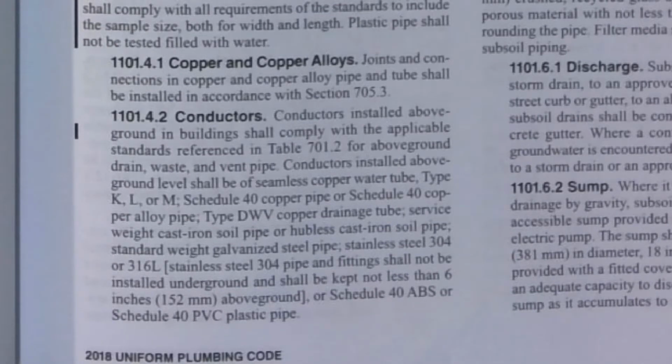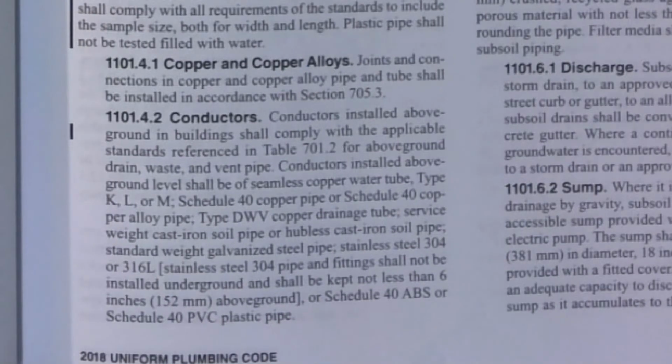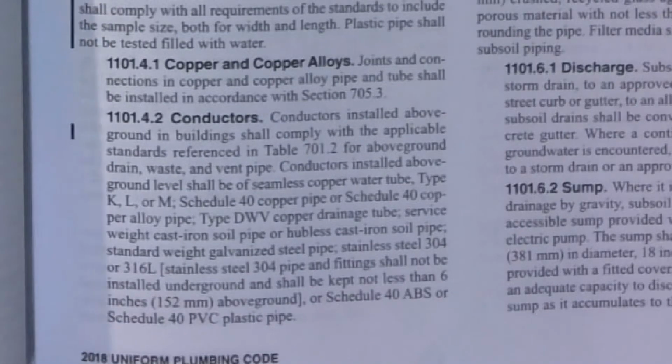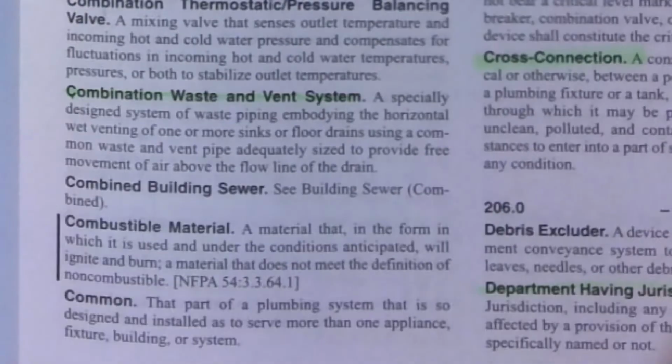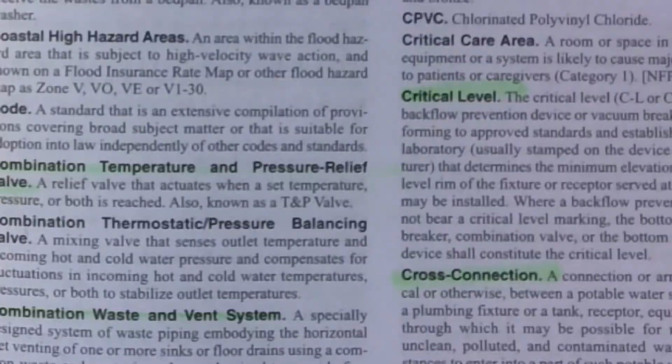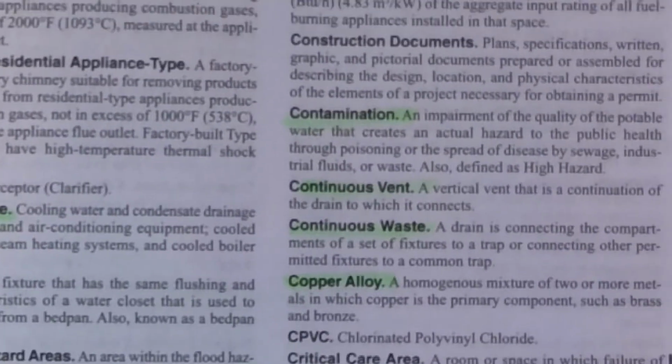Conductors installed above ground in buildings shall comply with the applicable standards referenced in Table 701.2 for above ground drain waste and vent piping. And just to reiterate, conductors, back into Chapter 2, here, you know what, let's do that. Let's go back to Chapter 2 real quick and we'll talk about conductors and what they actually mean. Let's see here. Oh, wow, check it out. Almost made it right on the money.